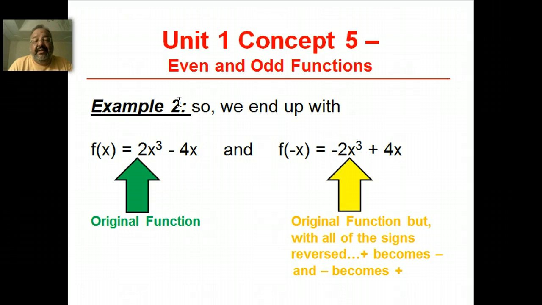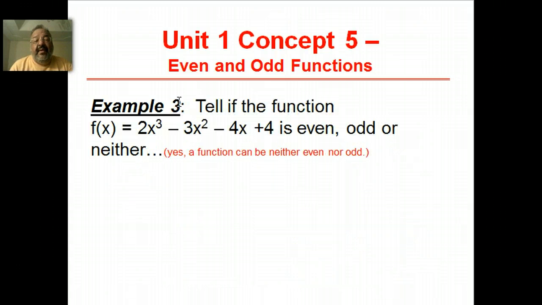Okay, so here's the original function, and here's the other function when you plug in negative x. Do they look the same? No, they don't look the same, but the thing is, they do have the signs backwards. All of the signs are reversed. So what was negative is positive, and what was positive is negative. If this happens, this means you have an odd function. All the signs are reversed.